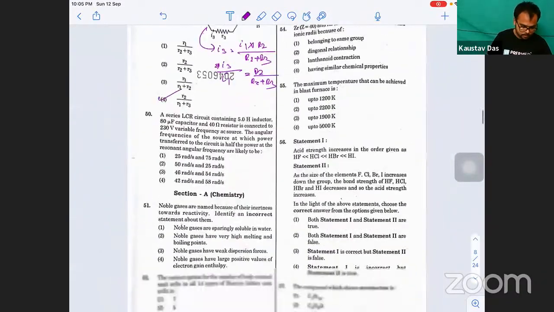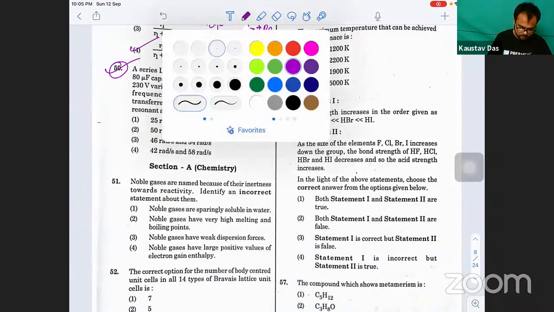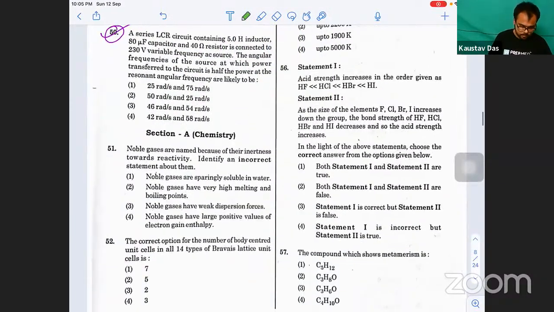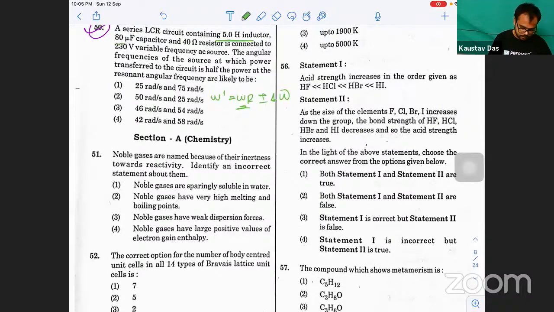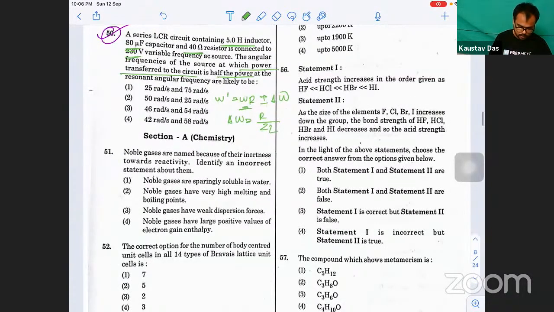And in this question also, I did not get enough time to calculate. Finally, here you know the formula. Whenever we express omega dash, it comes as omega R, the frequency at resonance, plus or minus the bandwidth. It is given here: 5 Henry, 80 microfarad, 40 ohm, 230 volt, at which the power transferred to the circuit is half of the power. So delta omega is going to be R divided by 2L. The first frequency we have to calculate is omega 1, which is omega R plus delta omega, and omega 2, which is omega R minus delta omega.